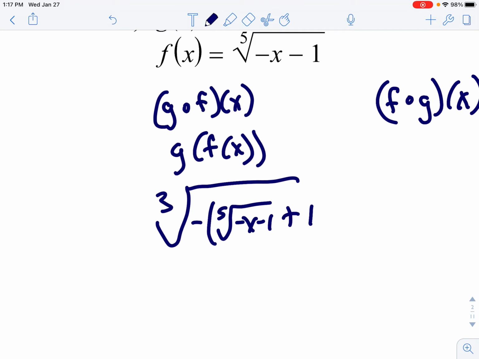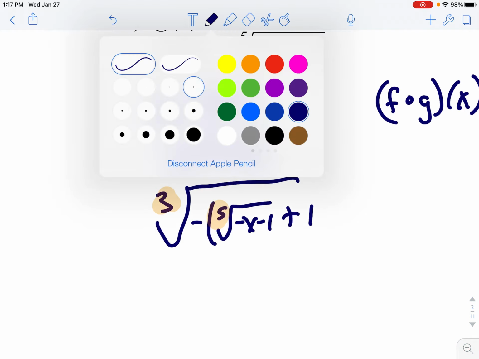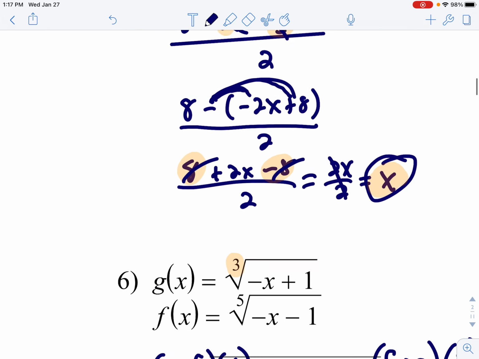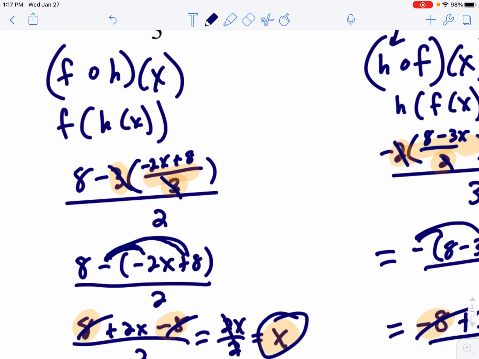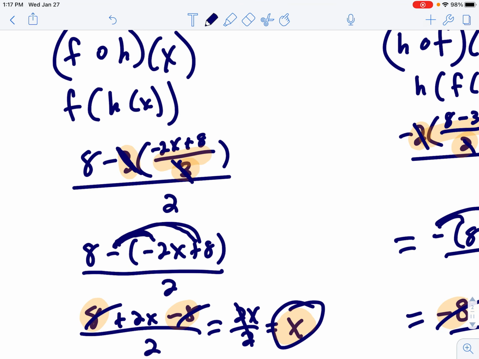Can I cancel out any roots? No, roots don't cancel each other out. Powers cancel out roots. Nothing here simplifies. Nothing, period. If you look at an actual problem that's a yes, and I want you to refer back to this, things cancel. Times 3 divided by 3.